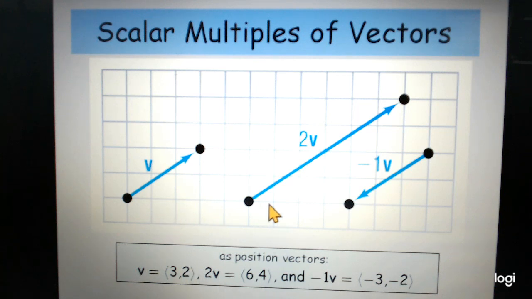And if I count out, you can see that this vector has twice the length of this one, and yet they are parallel. So when we use scalar multiplication, we affect the magnitude or the length of the vector, but not its angle. Okay, and negative 1V, well, if V is 3, 2, then this would be negative 3, negative 2. So we start here, and we go back 3, down 2. That's the meaning of the negative. So we have the usual meaning of positive and negative orientation.